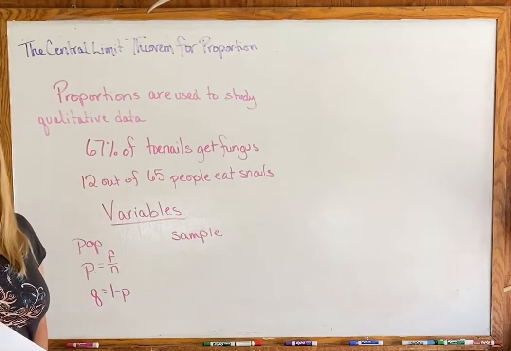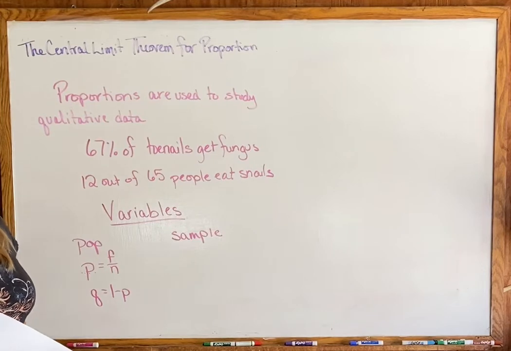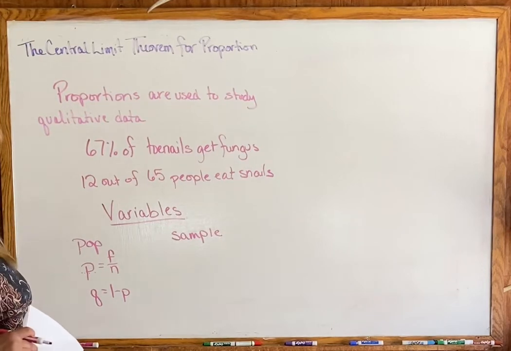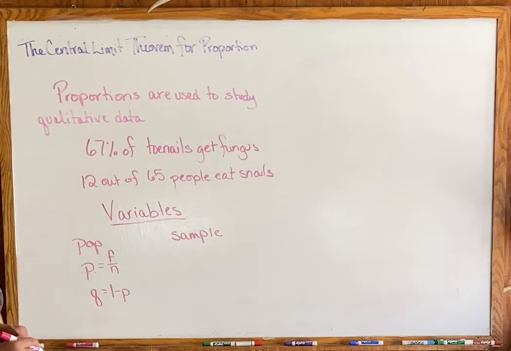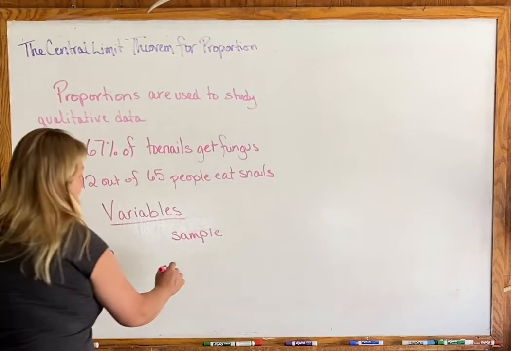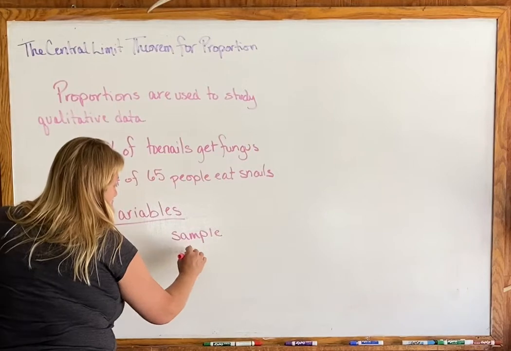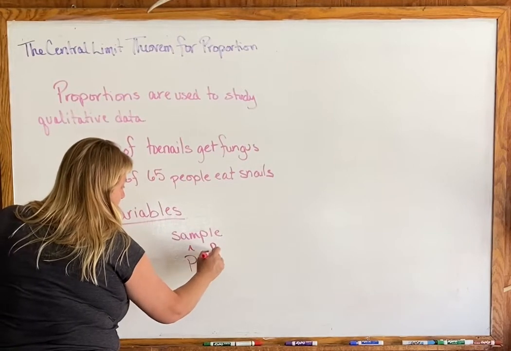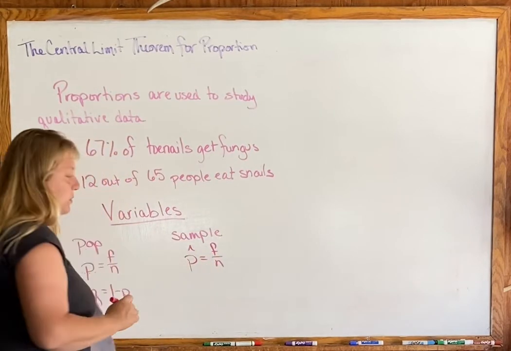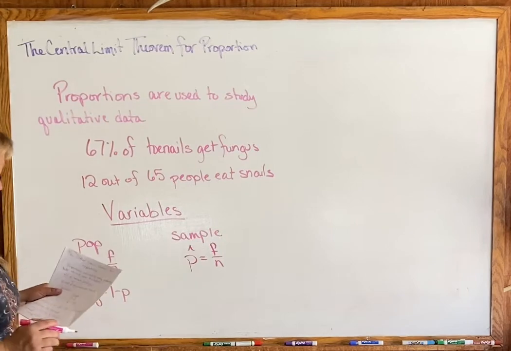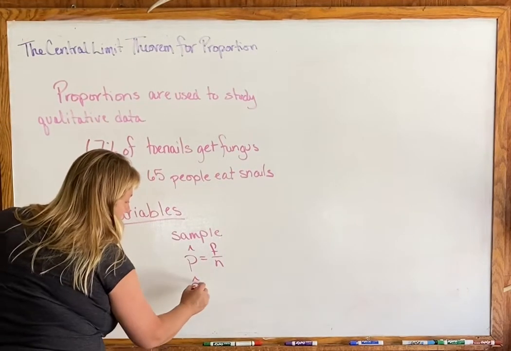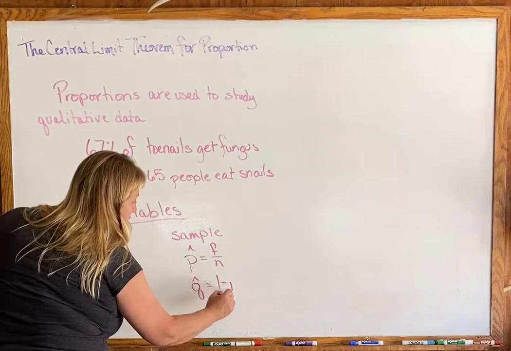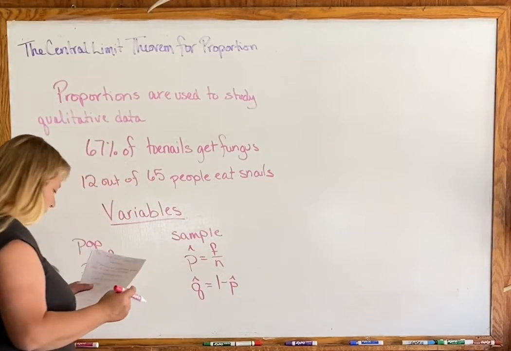Remember when we were doing binomial probability or geometric probability, we definitely saw p's and q's going on in the same problem. Now, if it's a sample, it's going to be a p hat, but it's still going to be f over n. We're just putting a little hat on top of the p, and that means the q will also have a little hat on it, and q hat will be 1 minus p hat.